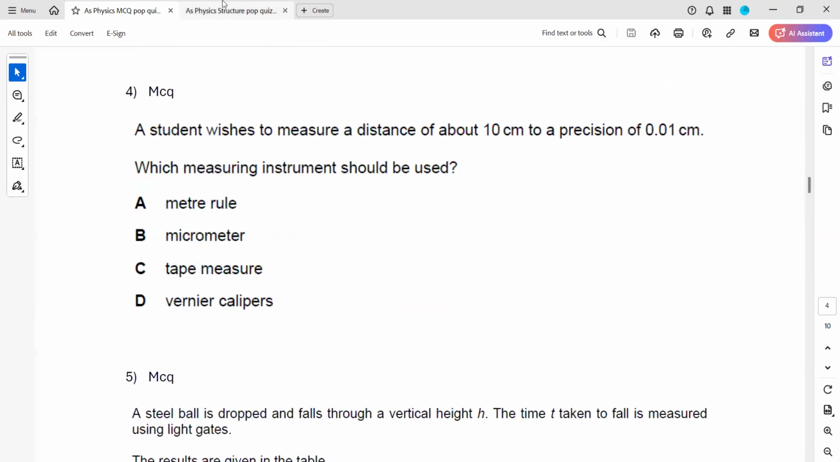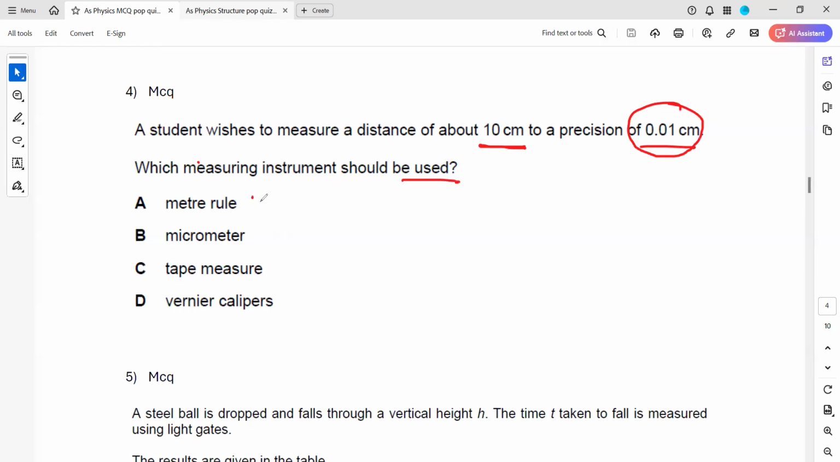In question 4, a student wishes to measure a distance of about 10 centimeter to a precision of 0.01. So a distance of 10 centimeter. Look, the thing is that when we convert into millimeter, which measuring instrument should be used for the smallest value?